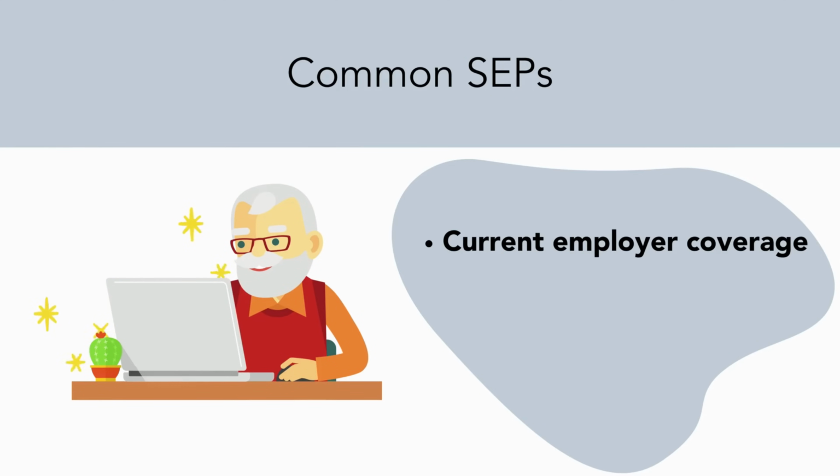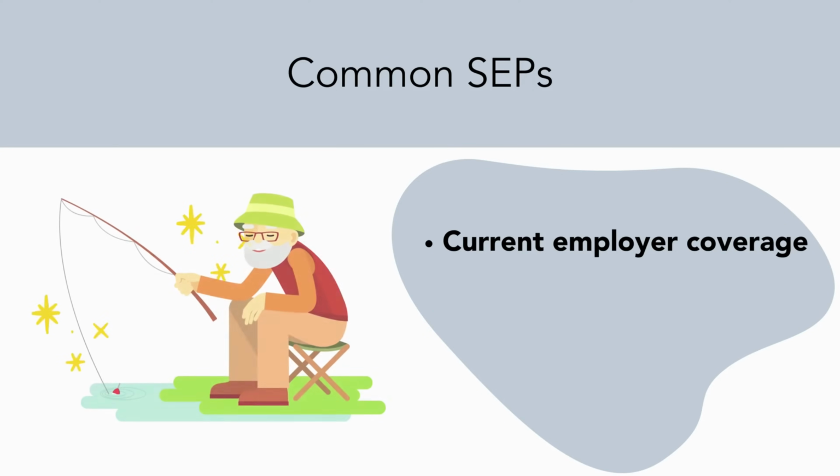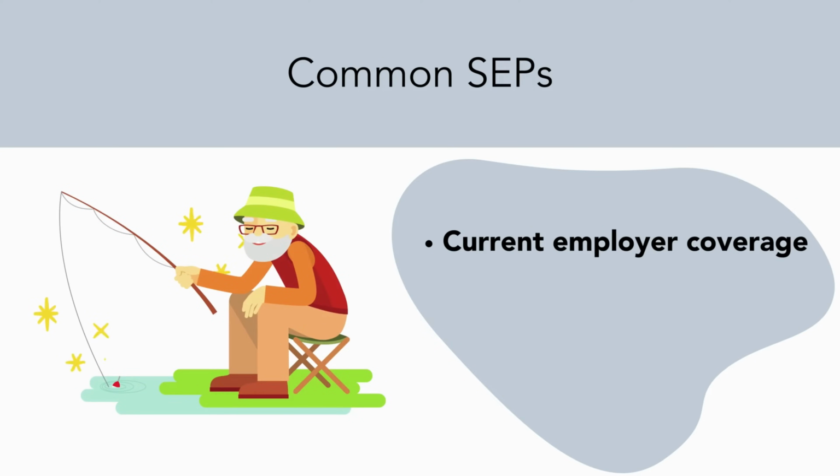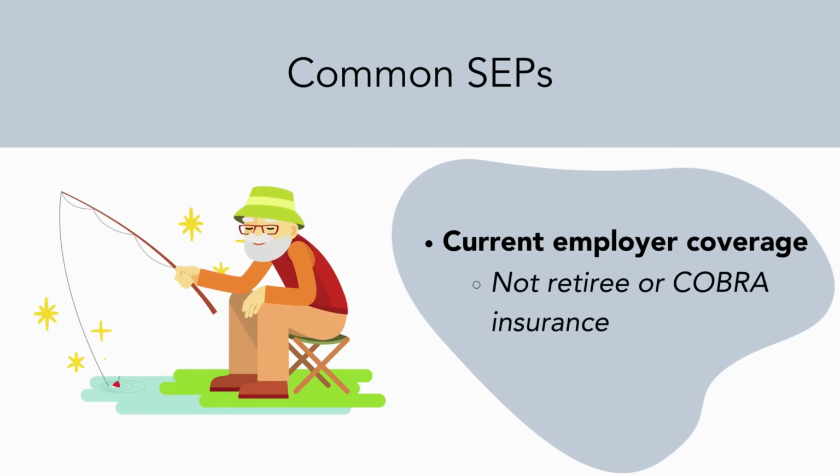Because people can delay Medicare enrollment if covered by their own or their spouse's current employer, they may qualify for an SEP while they work for that employer and for a few months after. It's critical to note that current employer coverage doesn't include retiree or COBRA insurance.